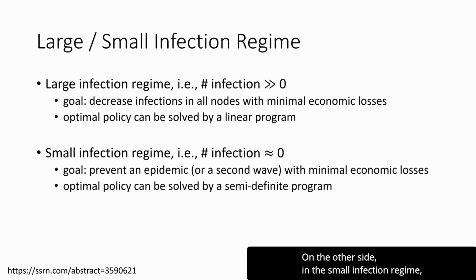On the other side, in the small infection regime, where the number of current infections is close to 0, the goal is to prevent an epidemic or a second wave of the disease, again with minimal economic loss. Here we show that the optimal policy can be solved by a semi-definite program.